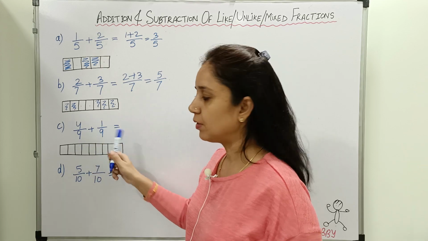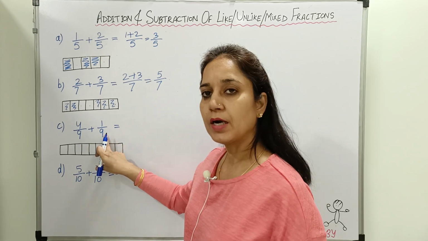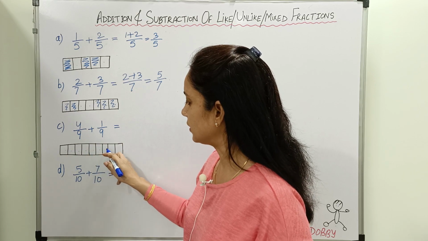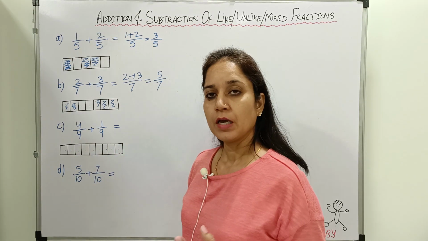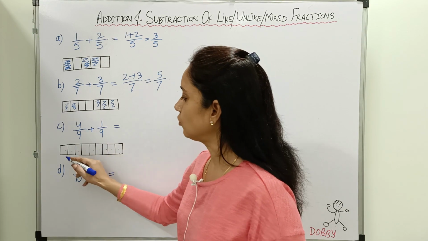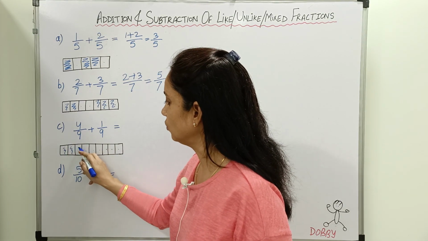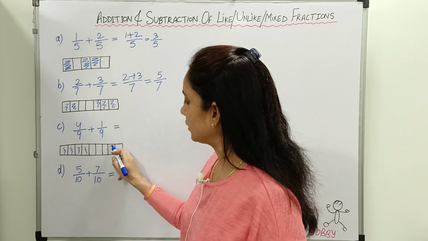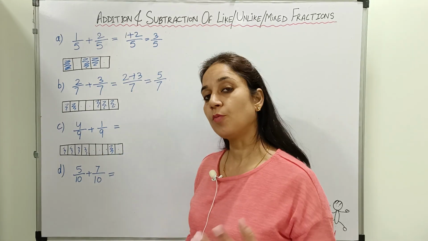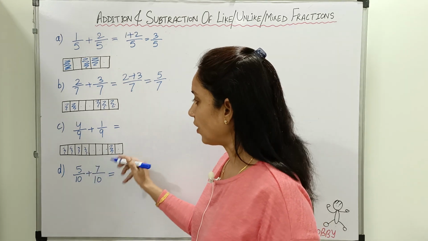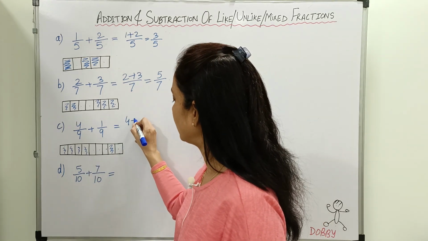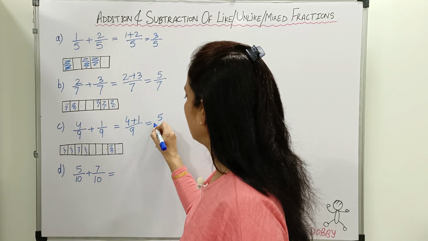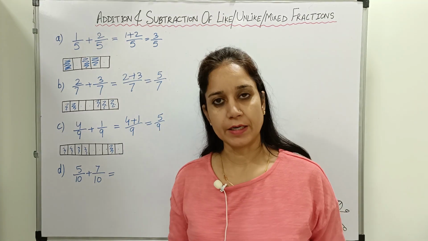Check out next. 4 upon 9 plus 1 upon 9. Total parts 9. Count 1, 2, 3, 4, 5, 6, 7, 8, 9. How many shaded parts? 4 parts out of 9. 1, 2, 3, 4. One part out of 9. Let us take this part. So how many parts are shaded? Total 5 parts are shaded out of 9. That is why 4 plus 1 upon 9 gives us 5 parts out of 9.